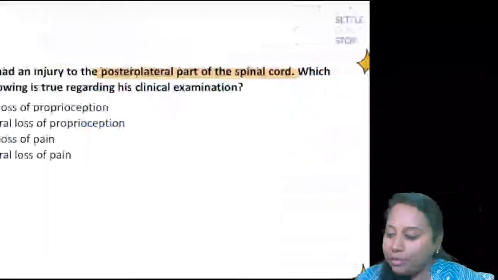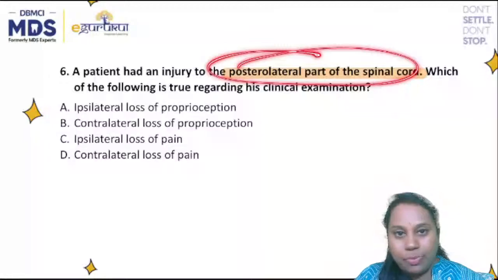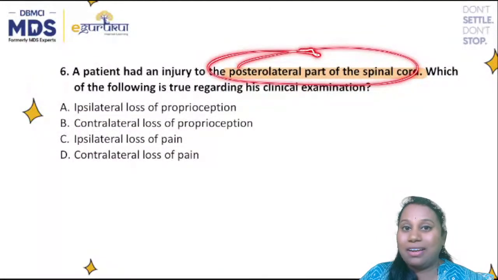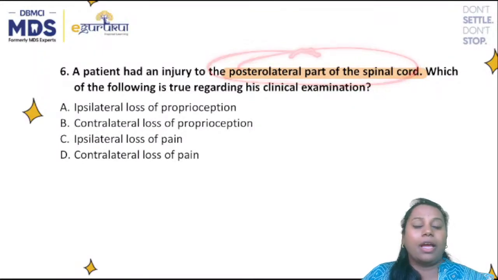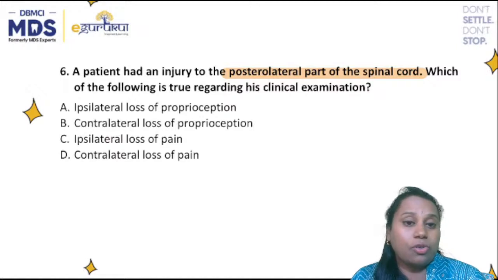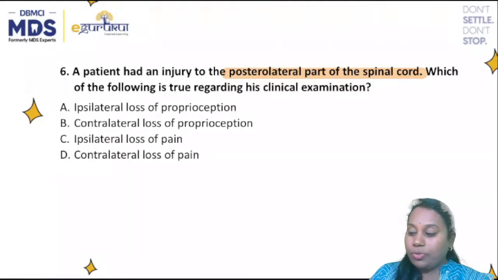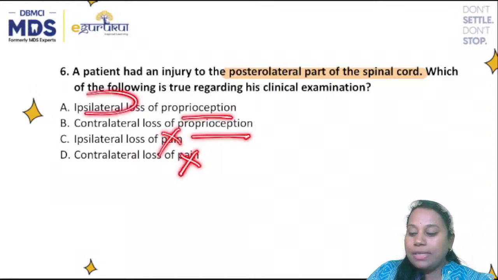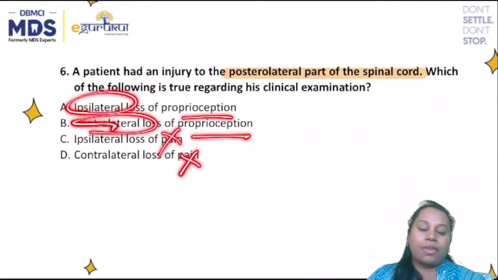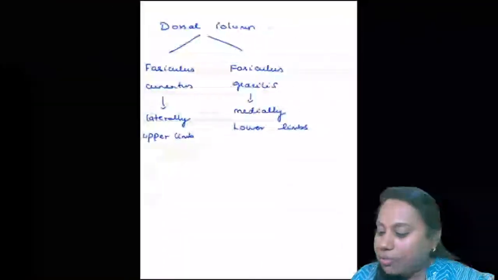So in the question given, posterolateral part of the spinal cord, posteriorly dorsal column, lateral part you have your upper limbs. So there is loss of dorsal column sensation in the upper limb, and the dorsal column sensation from the options is not pain, because pain is carried by spinothalamic tract. It should be proprioception. So it is ipsilateral or contralateral? Let's trace the dorsal column fibers.